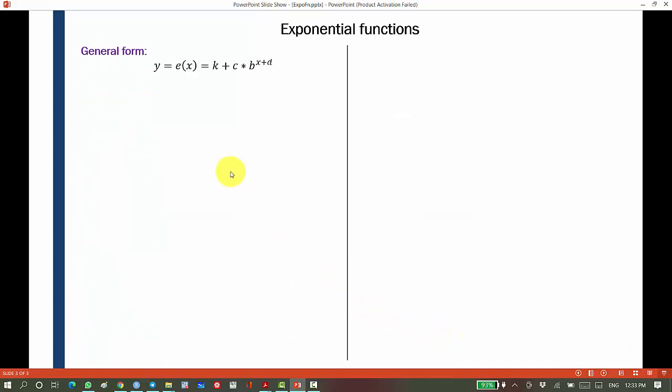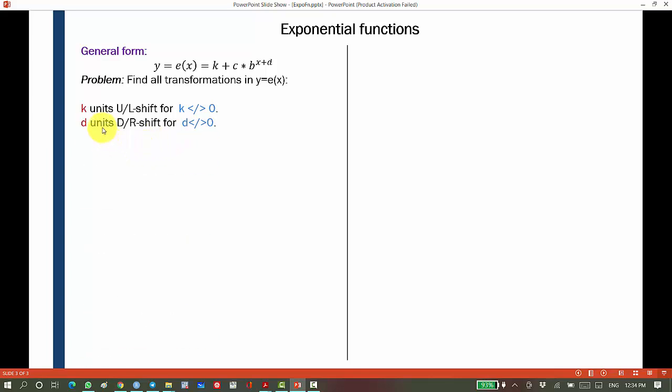The general form of an exponential function is y is equal to f of x is equal to k plus c times b to the power x plus d. The transformations which are present here are very obvious. k is the upward or downward shift depending on whether k is positive or negative. d is the left or right shift depending whether d is positive or negative. c is the shrinking and expansion factor depending on whether c is bigger than 1 or less than 1, bigger than 0.